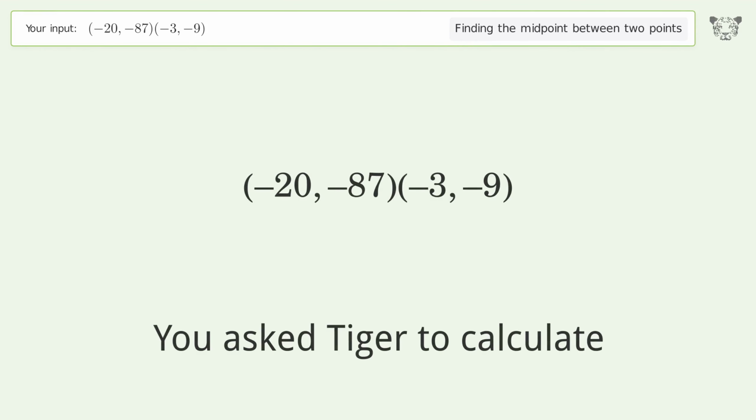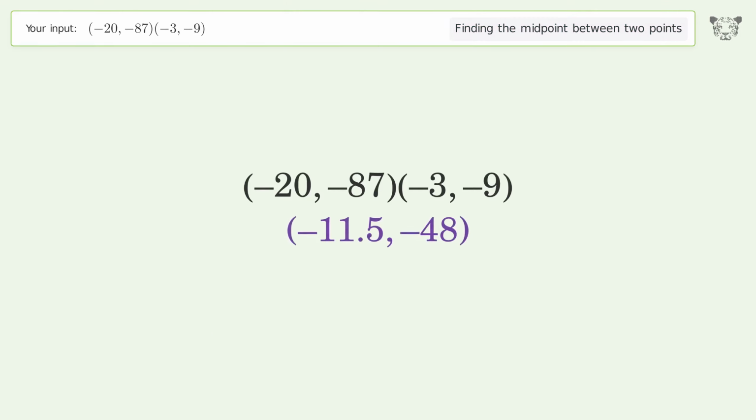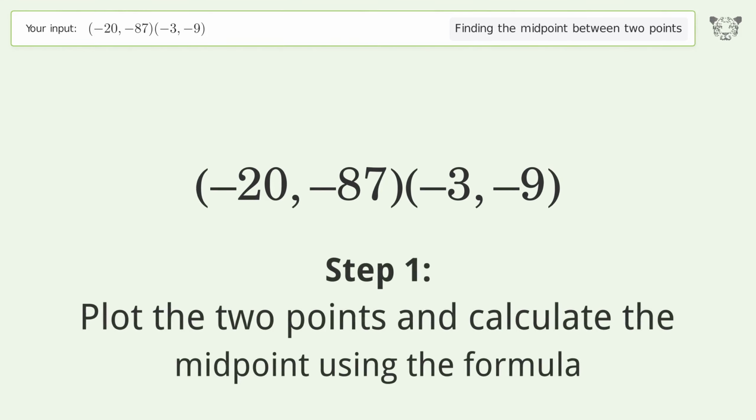You ask Tiger to calculate. This deals with finding the midpoint between 2 points. The midpoint between the 2 points is -11.5, -48. Let's solve it step by step. Plot the 2 points and calculate the midpoint using the formula.